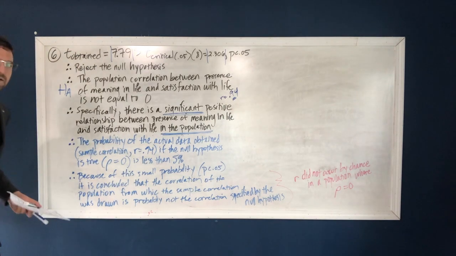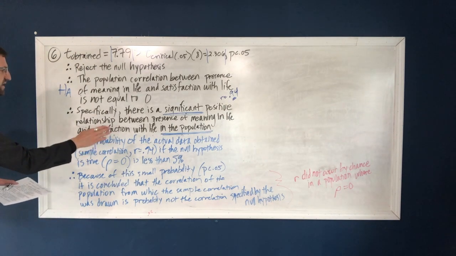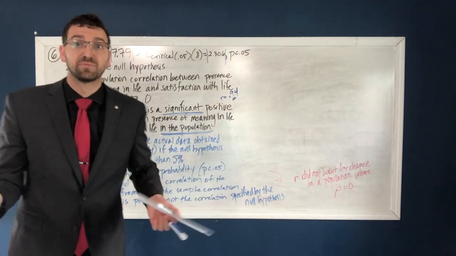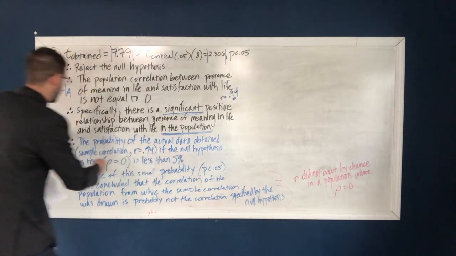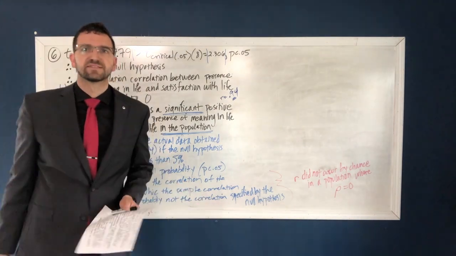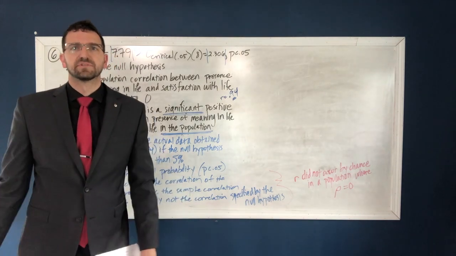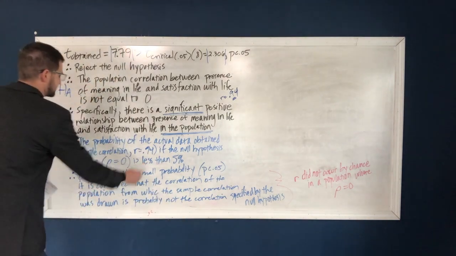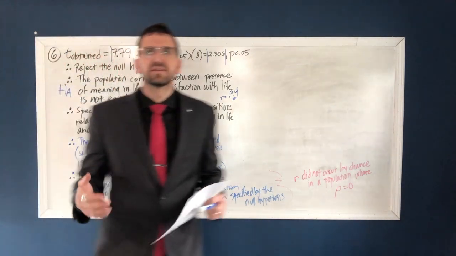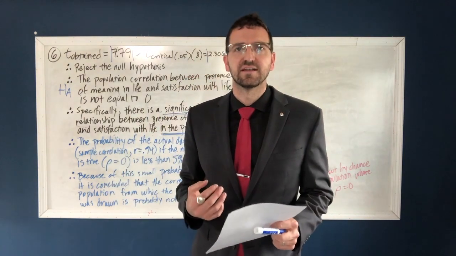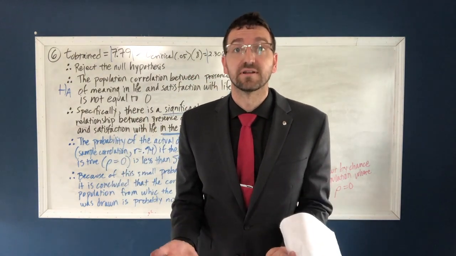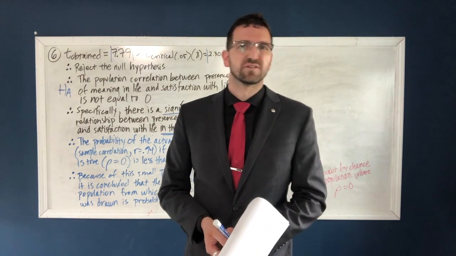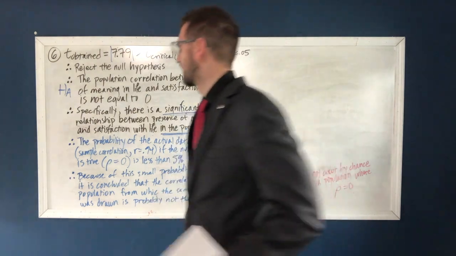Okay, ready? The probability of the actual data obtained. What was the actual data we obtained? We obtained a sample correlation. If the null hypothesis is true, the null hypothesis is saying that there is no relationship between these two variables in the population, rho equals 0, is less than 5%. So the probability of us getting the sample correlation that we got, if there's no correlation in the population, is less than 5%, right? So less than 5%, that's pretty small, right?